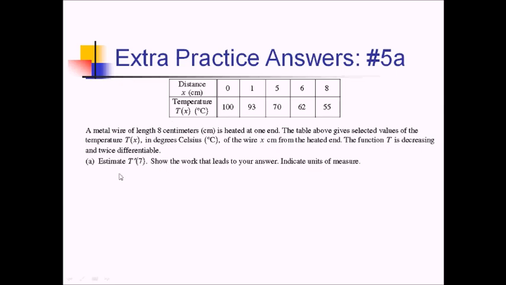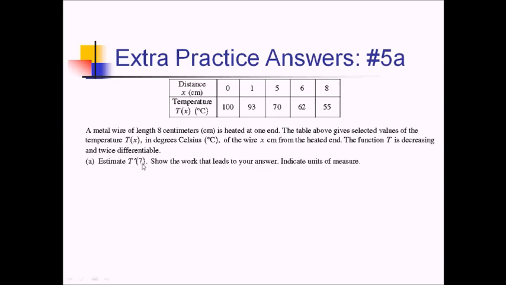All right, so for our first part, part A, they want us to estimate T prime of 7, and then show our work and include the units. So to estimate the instantaneous rate of change of our T function at 7, I'm going to find the average rate of change over an interval that includes 7. I said time 7, I really meant distance 7. This is kind of a weird setup with distance instead of time being the input value.